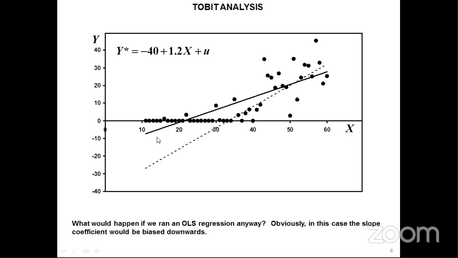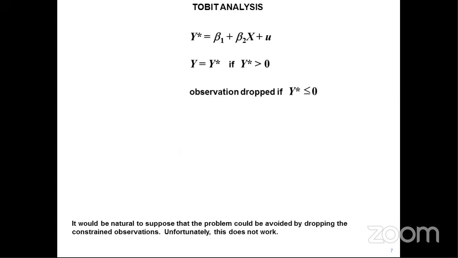Actually, your OLS line should be a solid line like this. The dotted line is your OLS, so it underestimates your coefficients. That's why we cannot use OLS estimation for this type of censored data. Then what is the best alternative? The best alternative is the Tobit model.